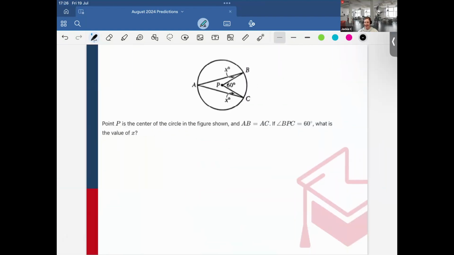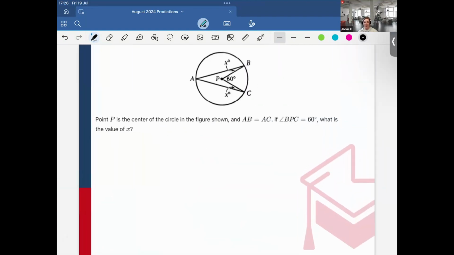Oh my goodness. So here, point P is the center of the circle in the figure shown, and AB is equal to AC. Okay, so good to know, these equal each other. And it says angle BPC is 60 degrees, which they tell us here in the drawing.